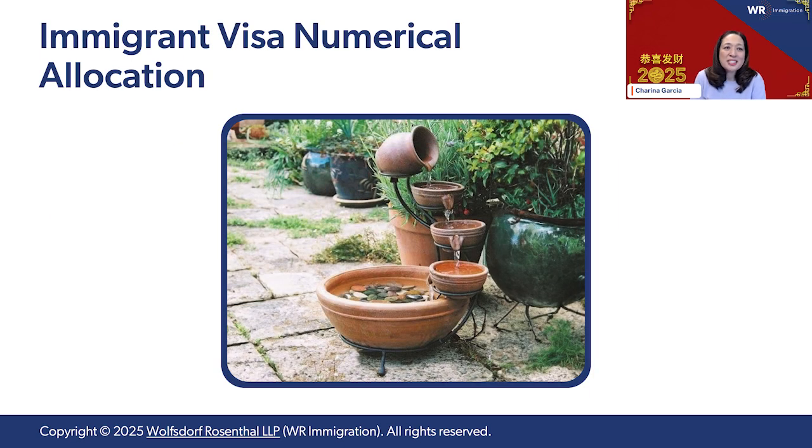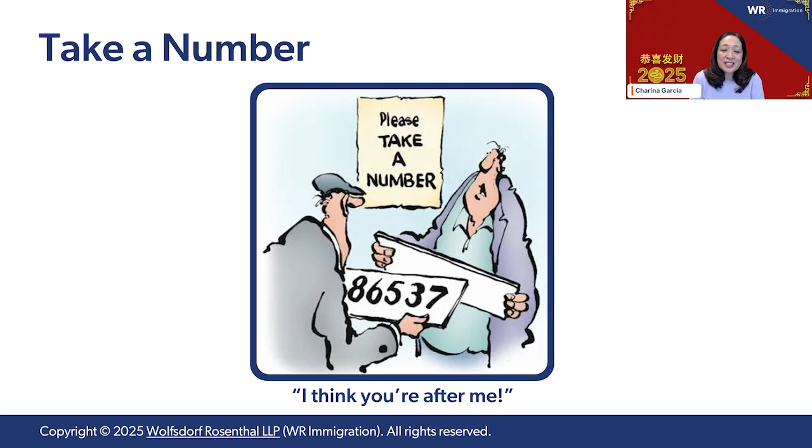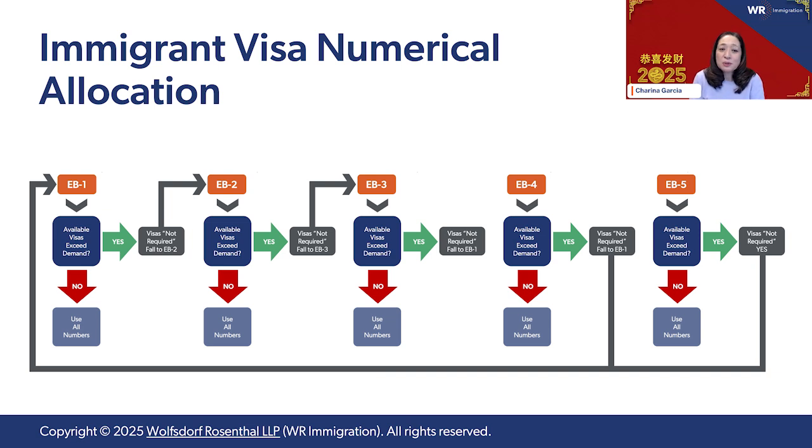So, okay, immigrant visa numerical allocation. We have a picture here of water flowing down, and we're going to explain that and how the immigrant visa numbers are allocated. And then our next slide is about taking a number. So it's just like what Charlie said, when you're sitting in the deli line and you're waiting, and this one, I think you're after me, and he's at 86,537, which could be a realistic number that people are holding, right? And so it's really just basically waiting for your place in line and your number to be called. And so Charlie, why don't you explain the next chart, which kind of explains where extra numbers go?